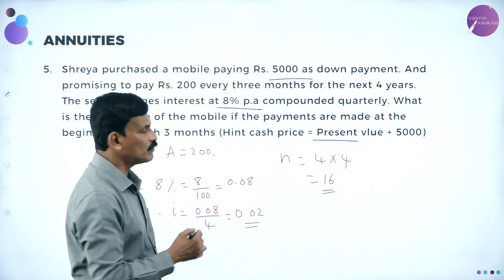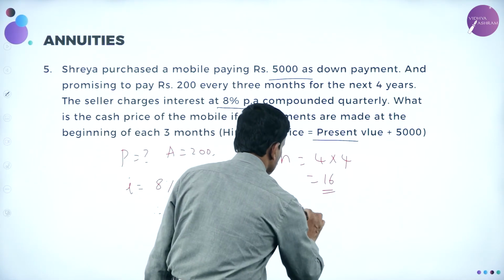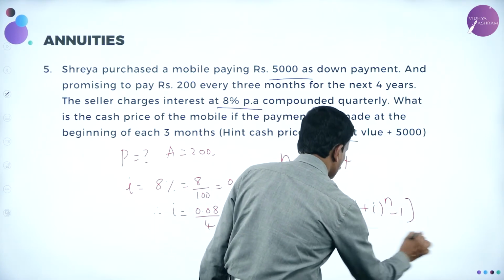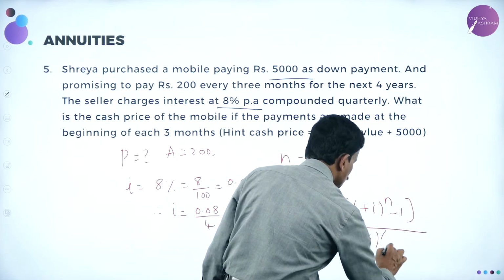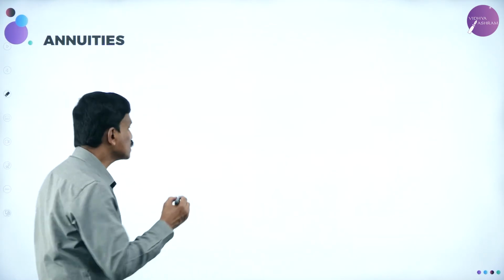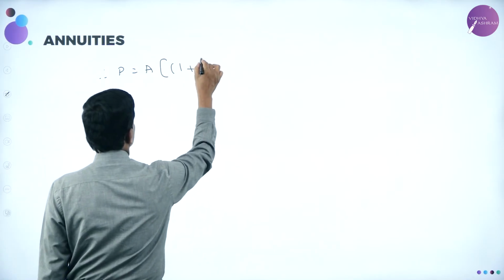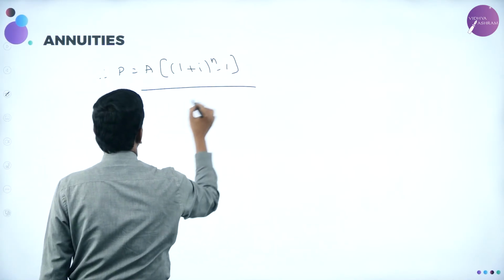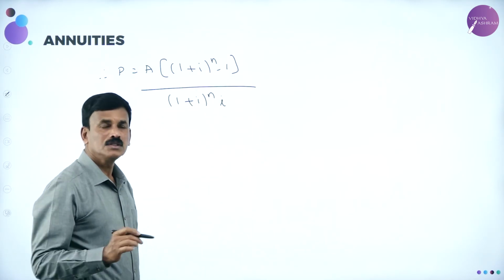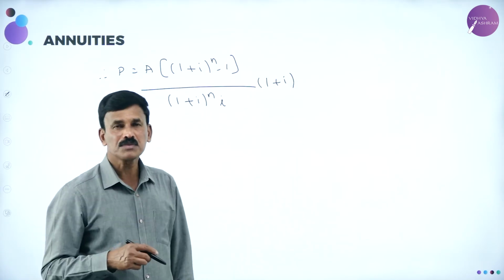Now, just find out the formula using P is equal to, what is the formula? Therefore, P is equal to A into 1 plus I to the power of N minus 1 divided by 1 plus I to the power of N into I, into 1 plus I. That's it. This is the formula. Substitute and simplify. Right. Now substitute the values.